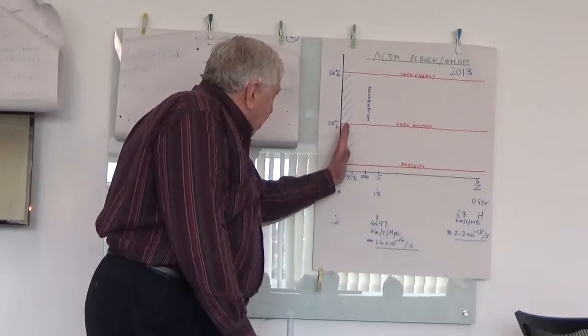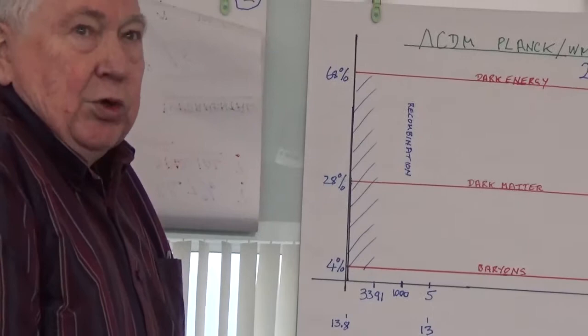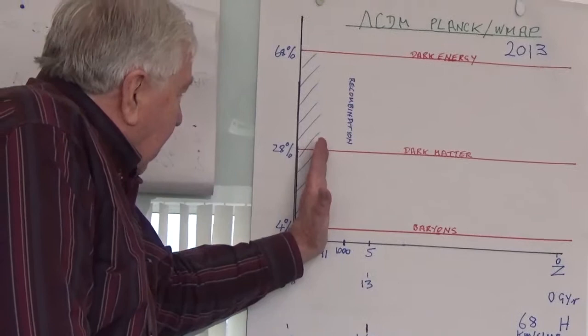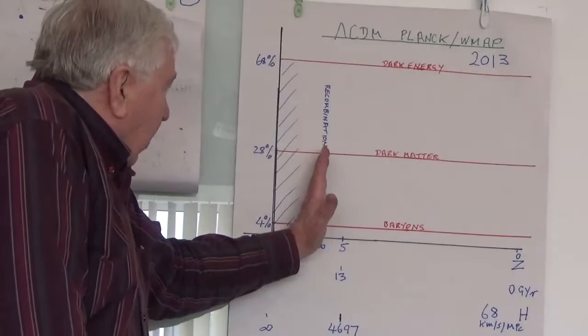And then, after you come out of the radiation-dominated era, you've got a region where there was all sorts of acoustic activity, with sound waves travelling through the plasma. That goes on for about another 300,000 years. And then you get the recombination, the universe suddenly becomes transparent, and we then go on right down to the modern day.